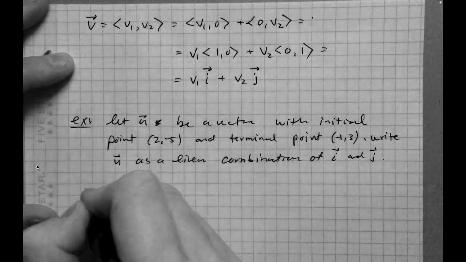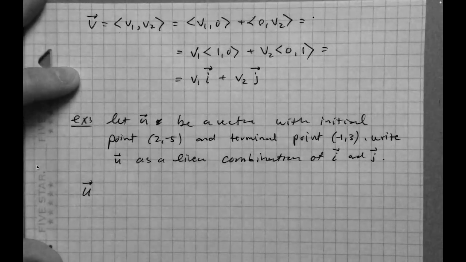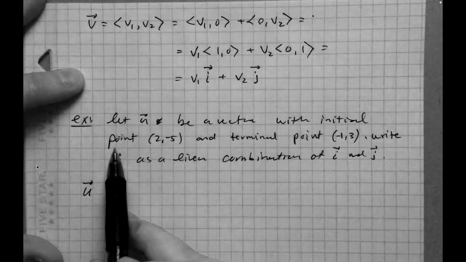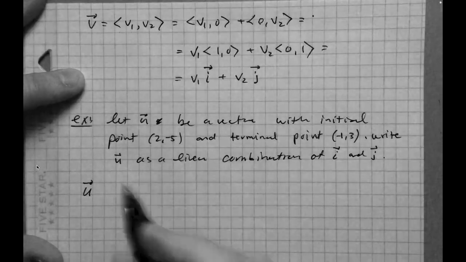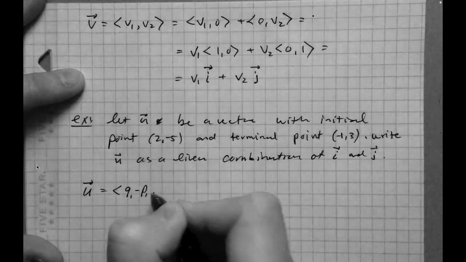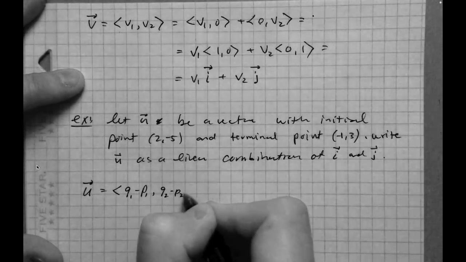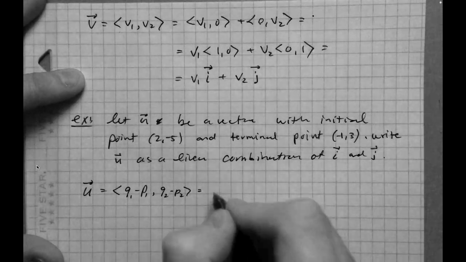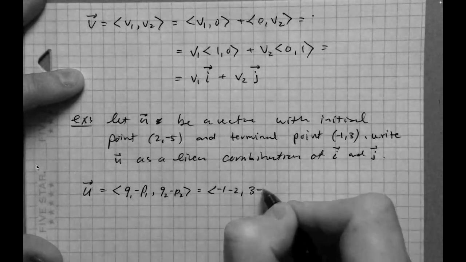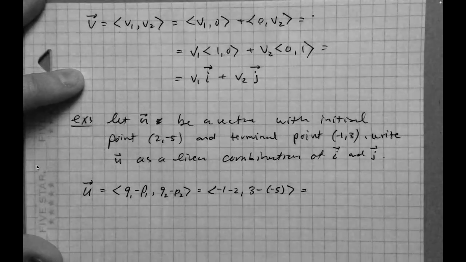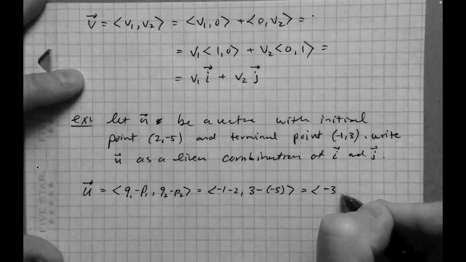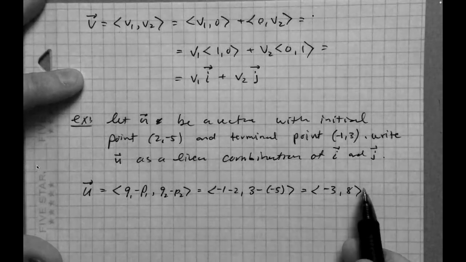So first, let's gather the components of u. Your terminal point is (-1, 3), your initial point is (2, -5). Remember, when we do this, it's q1 minus p1, comma, q2 minus p2. So it's -1 minus 2, and 3 minus -5. When we do that arithmetic, you get -3 and 8. So the components are -3 and 8.